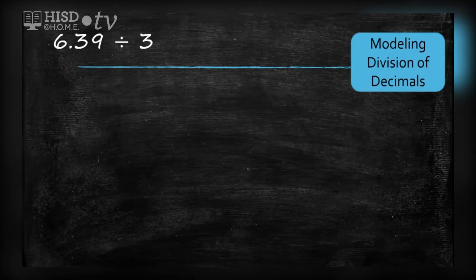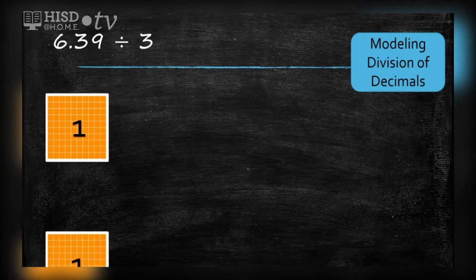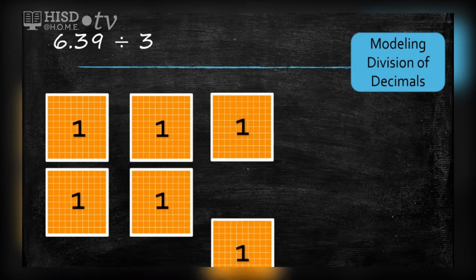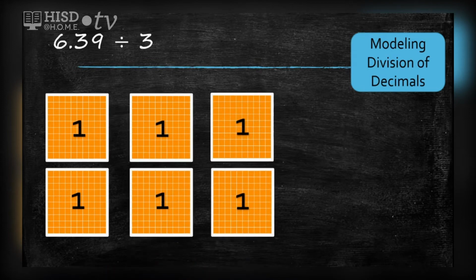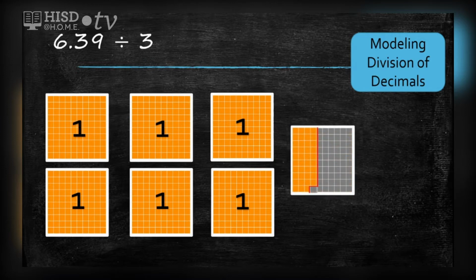So we're going to start looking at the division of decimals, and we are going to model this division. So we're going to draw a number tile that has 100 squares. Since it has 100 squares, this represents a unit, and based on the number that I have on top, I have 6 units. And then I'm going to represent the 39 hundredths as only 39 yellow squares out of the total 100. So that's going to be representing my decimals.